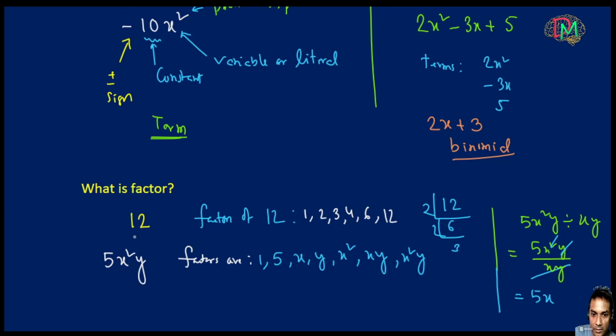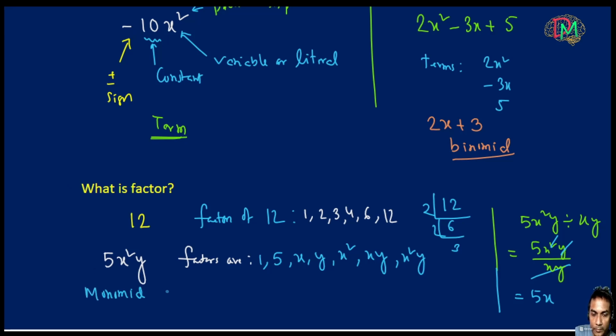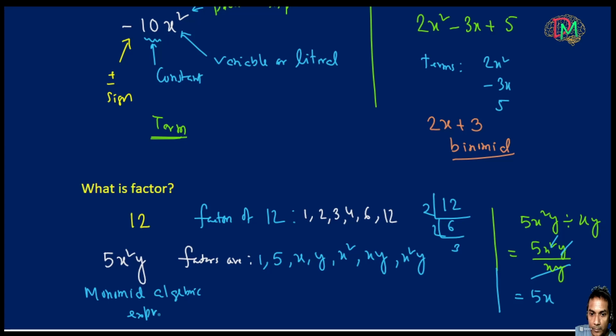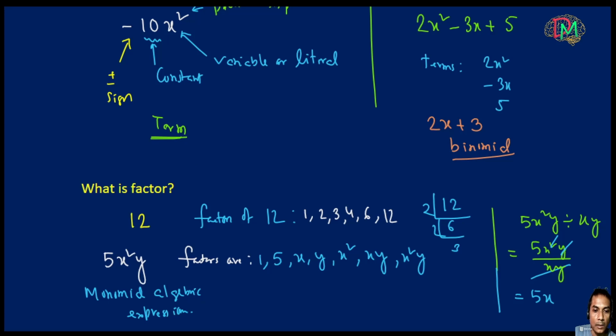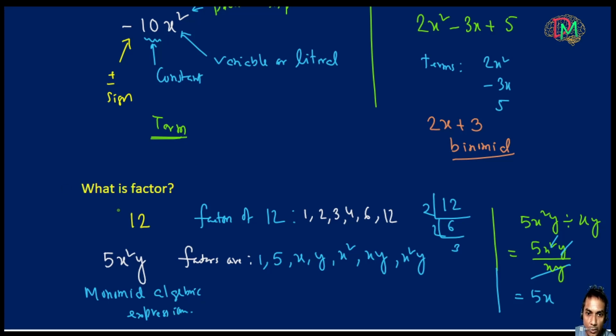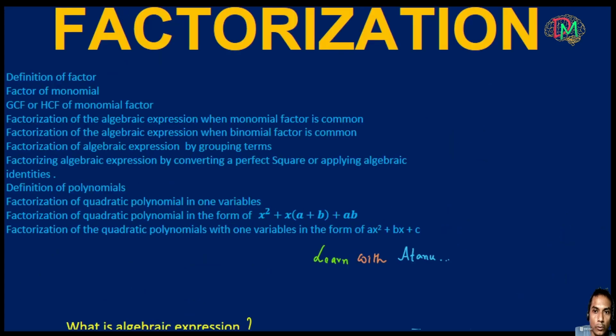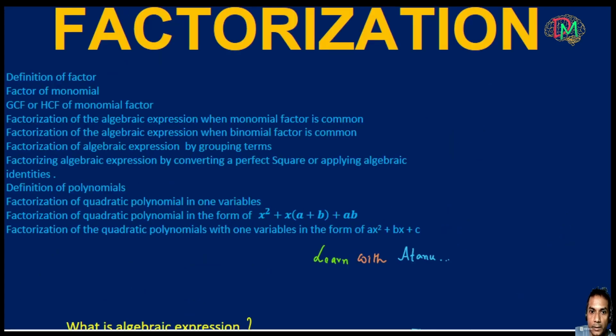You must remember this: monomial algebraic expression. Clear? Done. And this method is actually called factorization. This method is called the factorization. Clear? So we have completed these two.